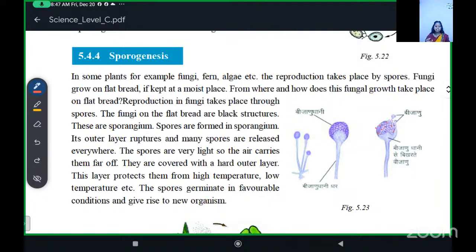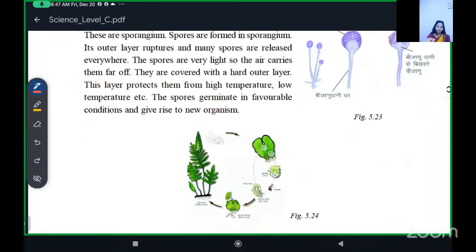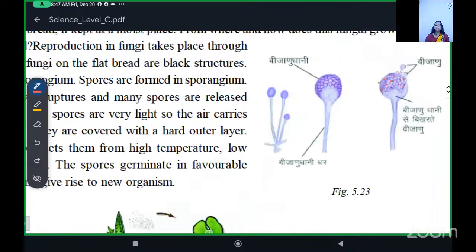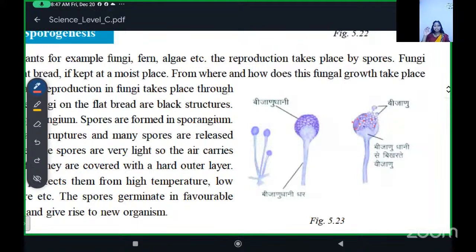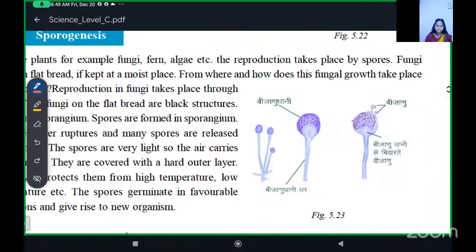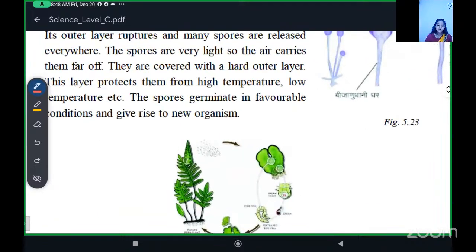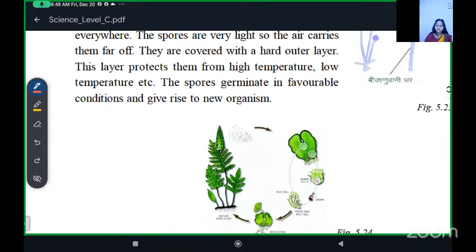They are covered with a hard outer layer, and this protects them from high temperature, low temperature, etc. You must have seen those plants with the white spore-like things. When the air comes, they all just blow away. When they come in contact with the soil and find the right conditions, they start growing into a plant. Those are mostly wild plants, grown without any kind of extensive human care. So they germinate in favorable conditions and give rise to new organisms.